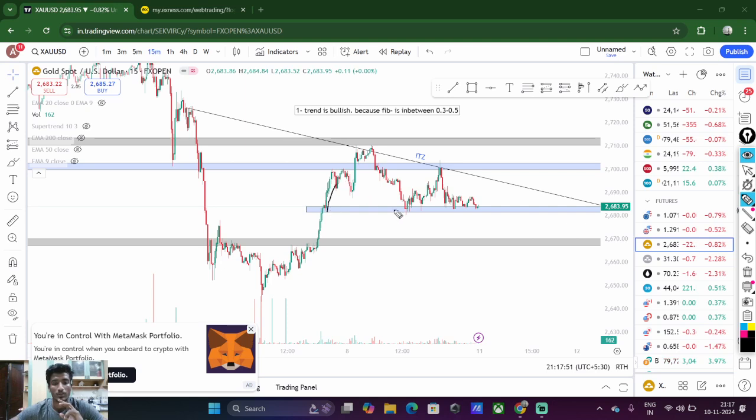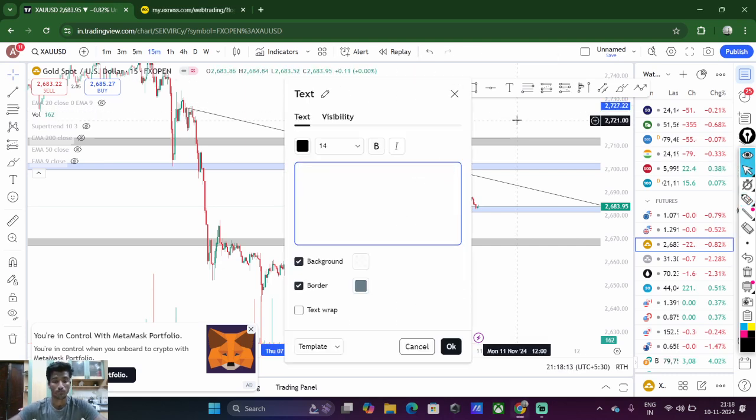So, inducement setup at the resistance. Where are all the buyer stop losses? Below here. The market can come remove these, and then we can plan a bullish trade. You get it? Yeah.